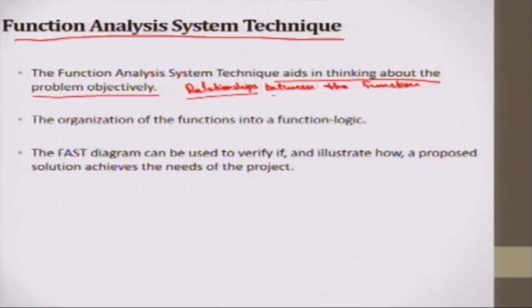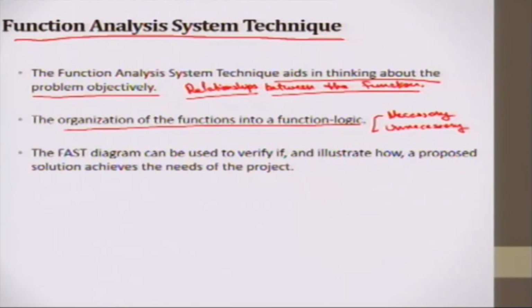So, what is the relationship between the functions which we have defined previously that this FAST diagram would tell us? The organization of functions into function logic, this is the FAST diagram. It enables the participants to identify all the necessary and unnecessary functions. Necessary functions would come into the critical path. We will have a critical design path that our diagram would follow. Those functions would be necessary. Some of the functions which are not in the critical path would still be necessary, and some of the functions might be unnecessary, which might be eliminated or reduced. The number of these functions can be reduced.